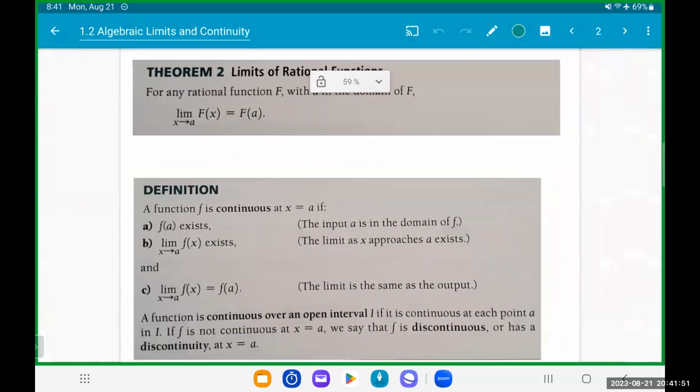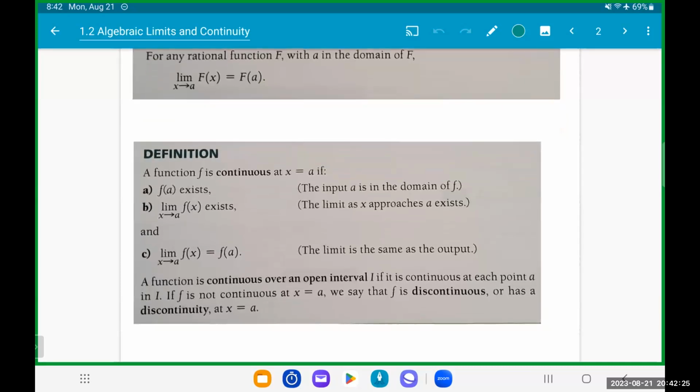Then we have a couple of definitions and theorems here. The first theorem is the theorem of limits of rational functions. It says that for any rational function, as x approaches a, the limit is that function evaluated at a. We'll see some of that in examples as well. Then there are some definitions here. What does it mean to be continuous? It means that you can evaluate the function at a, that the limit exists, and that the limit is the same as the output. And something can be continuous over an open interval.